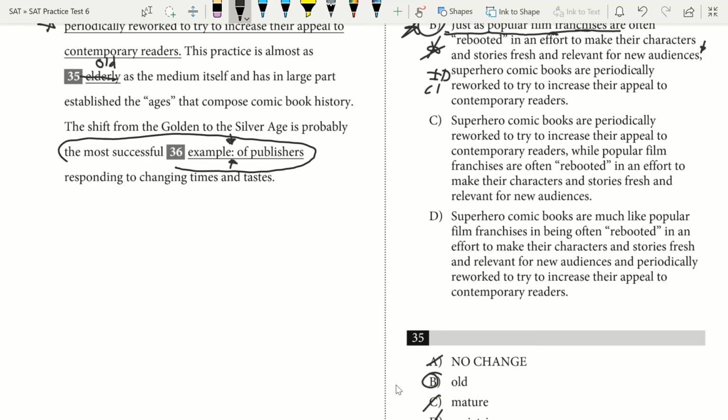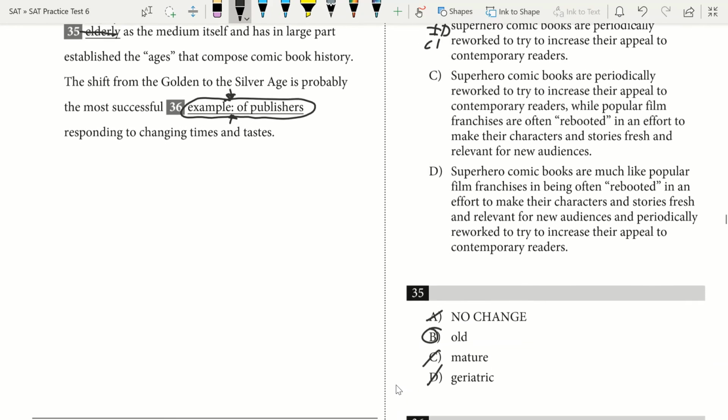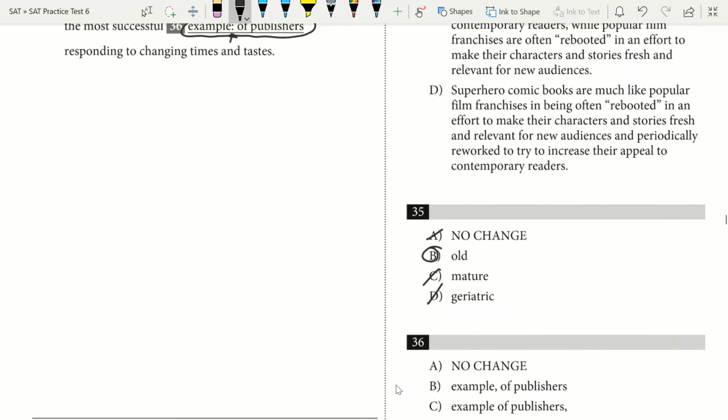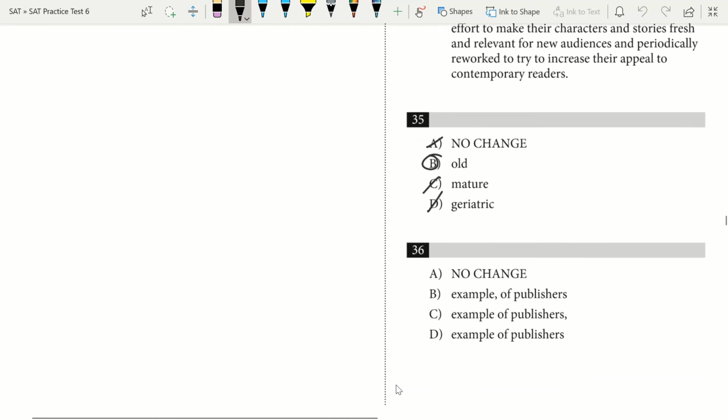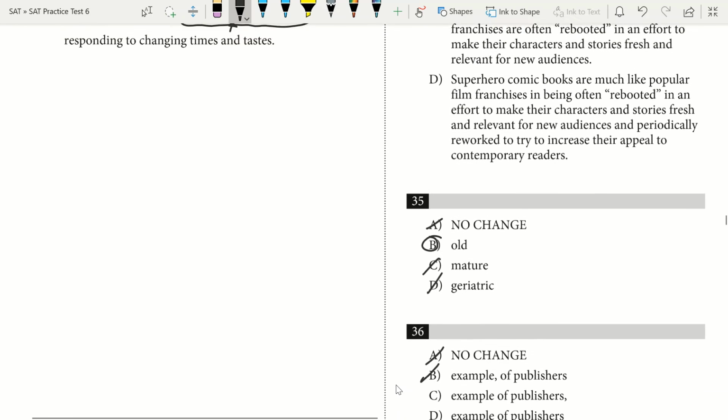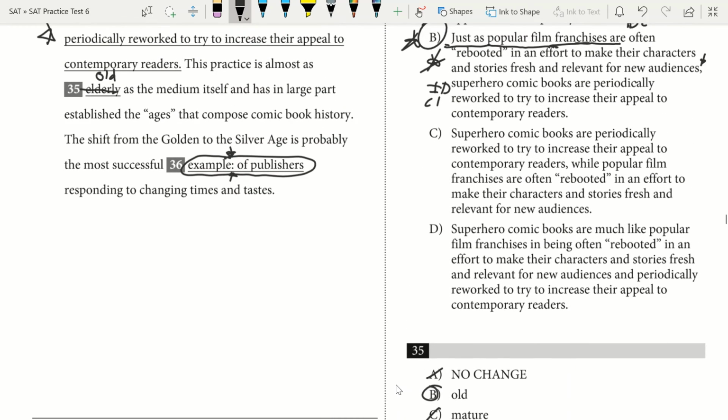Most successful example of what? The example of publishers, right? This has to stay together. We don't want to split it up with any punctuation. It's an example of publishers. So we want to find one where it's not split up, right? So we can go ahead and get rid of B and A. So now we need to determine if we need a comma after publishers.